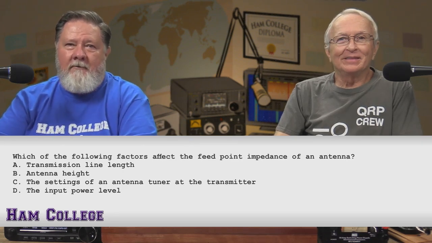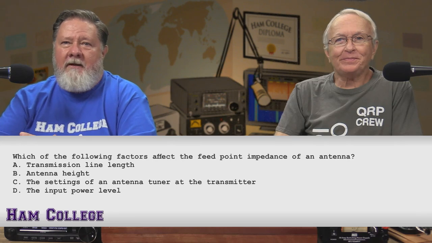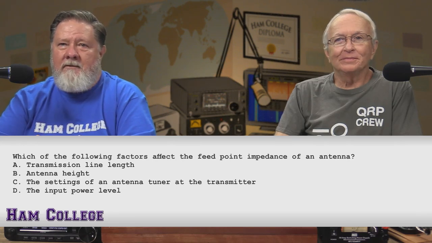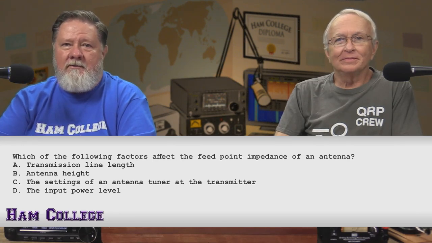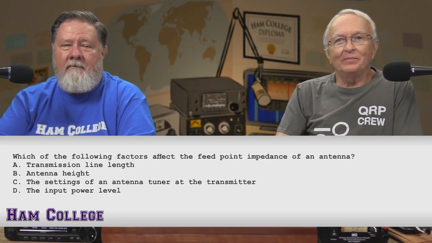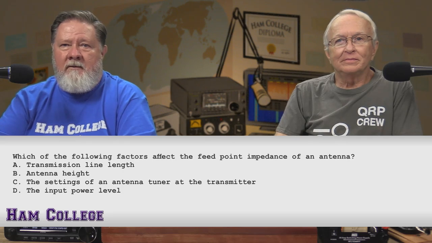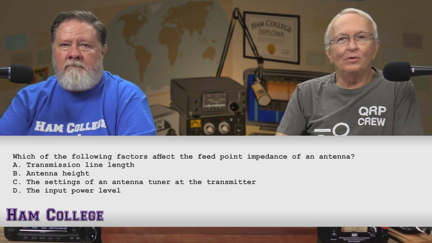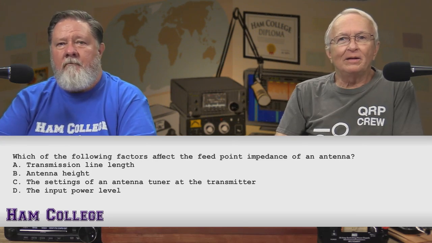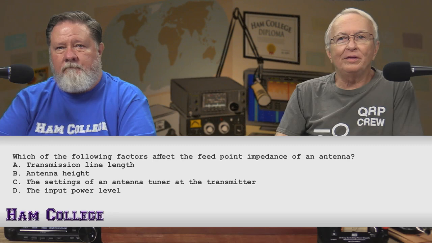All right, got one for you. Which of the following factors affect the feed point impedance of an antenna? A, the transmission line length. B, antenna height. C, the settings of an antenna tuner at the transmitter. Or D, the input power level. Which of the following factors affect the feed point impedance of an antenna?